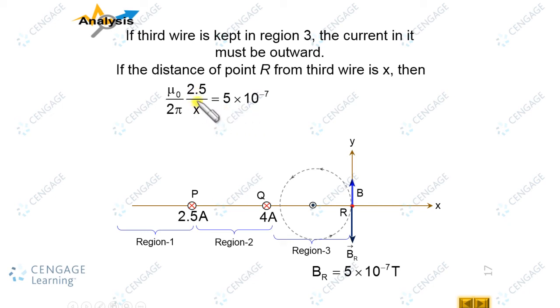From this equation we can find the value of X, because mu naught divided by 2 pi is equal to 2 into 10 to the power minus 7. So from this relation we get X equal to 1 meter.